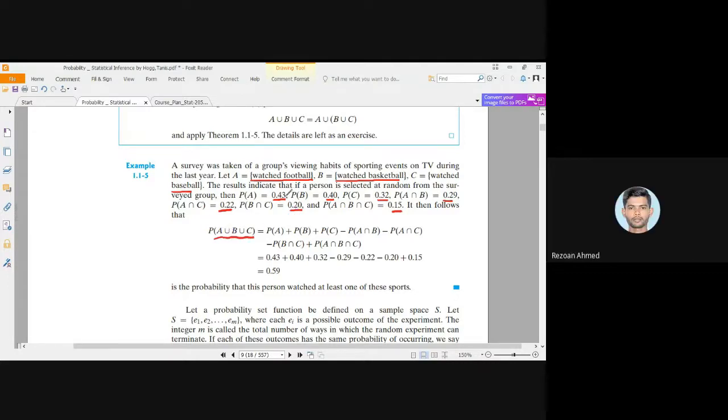Sir, 1 plus, 2 minus and 3 plus, it's the formula. Actually, I wanted to know what is the meaning of this: A union B union C. Sir, this means everyone.